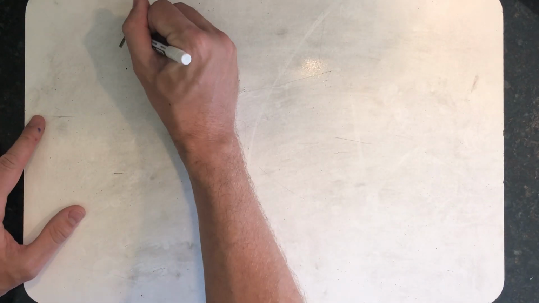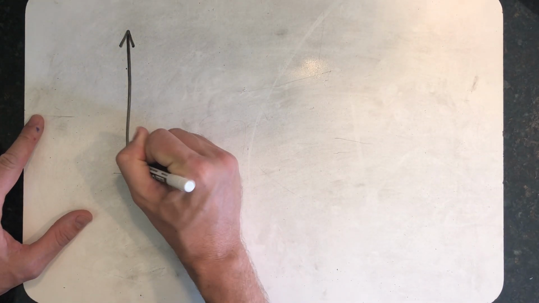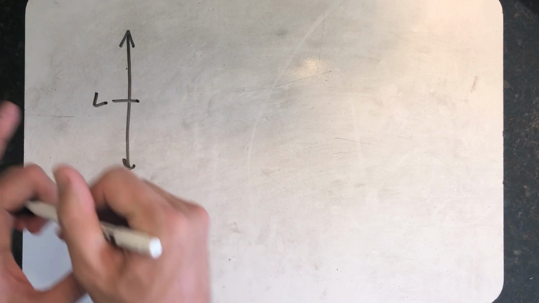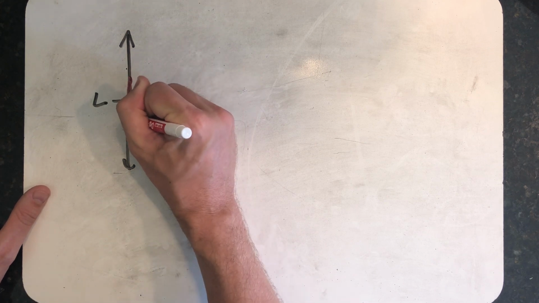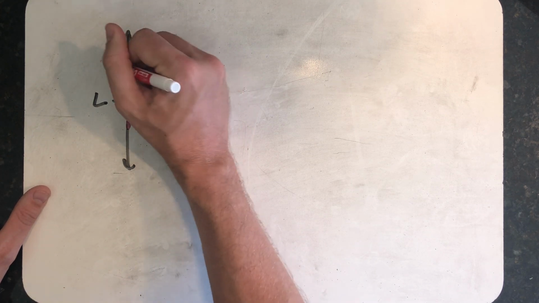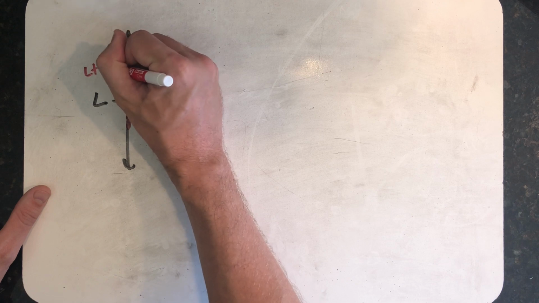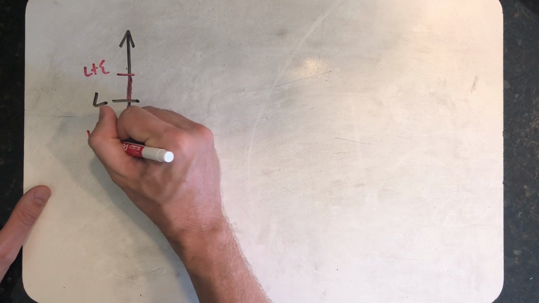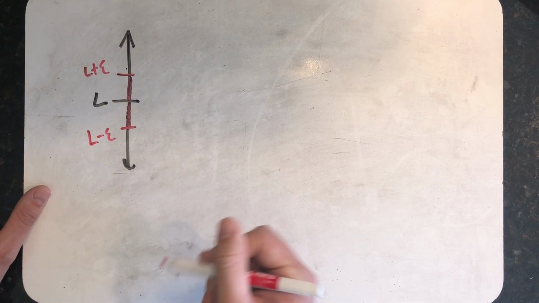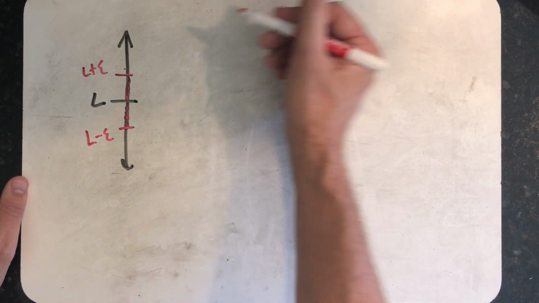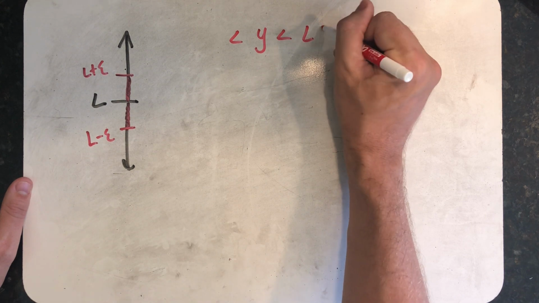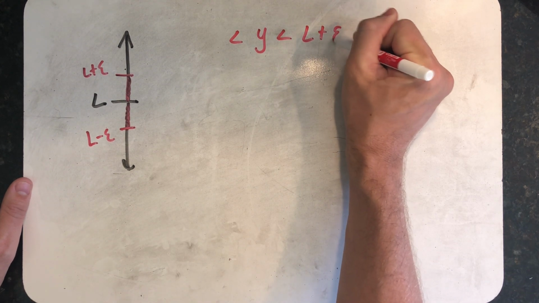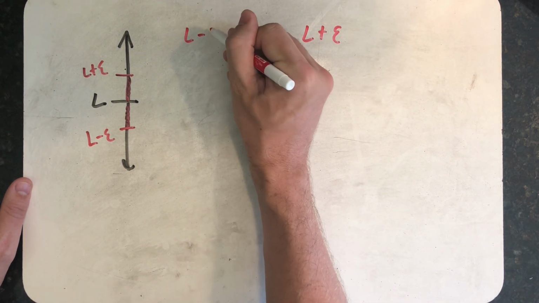If I think about the y-axis in that same way, I would have a mark for L, and I'm allowed to go up epsilon and down some number epsilon. At the top, that would make that L plus epsilon, and at the bottom, that would make that L minus epsilon. And so the y values I want to consider are the ones between L plus epsilon and L minus epsilon.